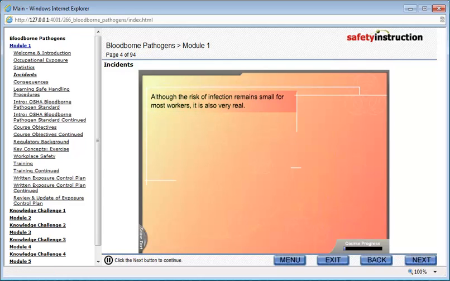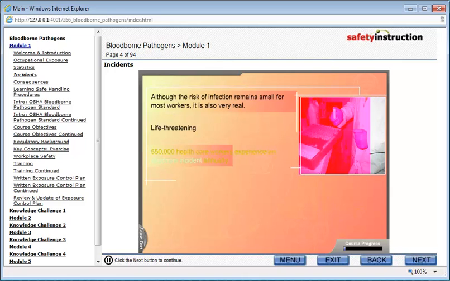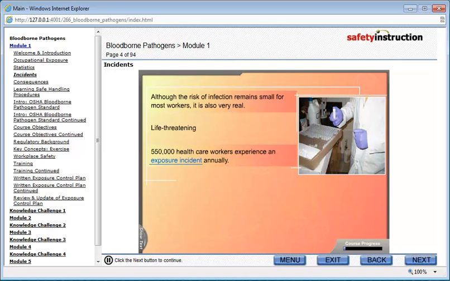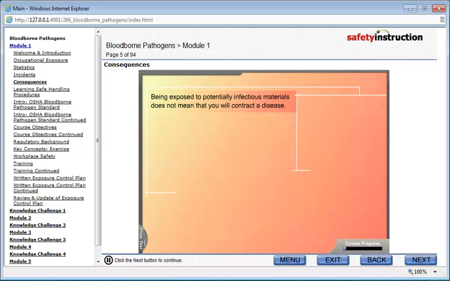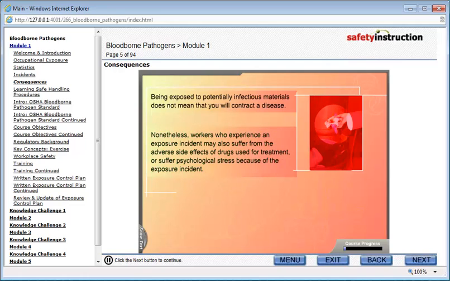Although the risk of infection remains small for most workers, it is also very real, and the consequences of exposure can be life-threatening. It is estimated that over 550,000 healthcare workers experience an exposure incident annually. Being exposed to potentially infectious materials does not mean that you will contract a disease. Nonetheless, workers who experience an exposure incident may also suffer from the adverse side effects of drugs used for treatment, or suffer psychological stress because of the exposure incident.